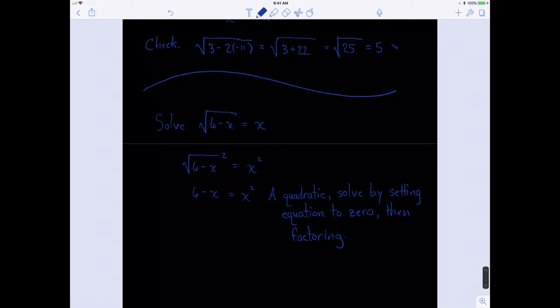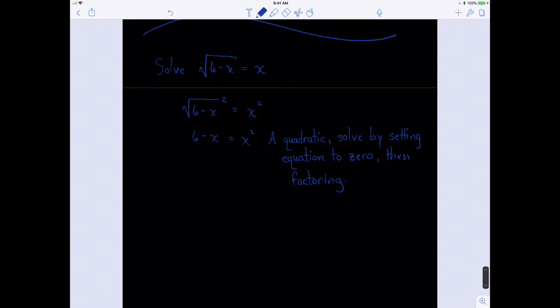So I'm going to subtract the 6 from both sides, and I'm going to add an x to both sides. So we'll go plus an x minus a 6. When I do that, on the left-hand side I have 0. On the right-hand side I have x squared plus x minus 6. And we can play the game.